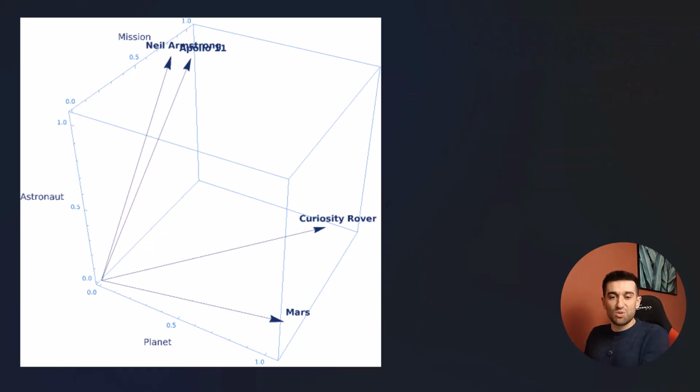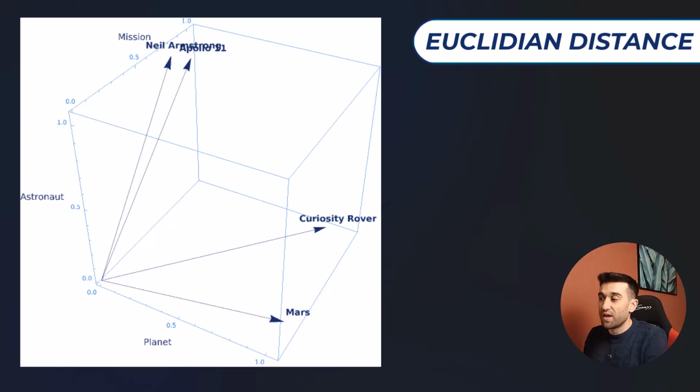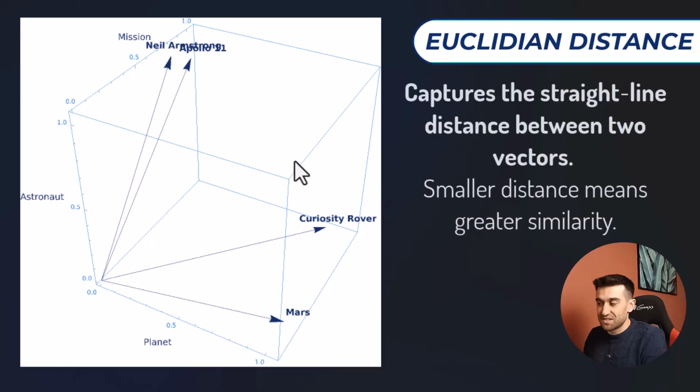The next common similarity metric is Euclidean distance. If we look at the 3D cube, Euclidean distance is like drawing a straight line from the Curiosity rover vector, for example, to the Apollo 11 vector.